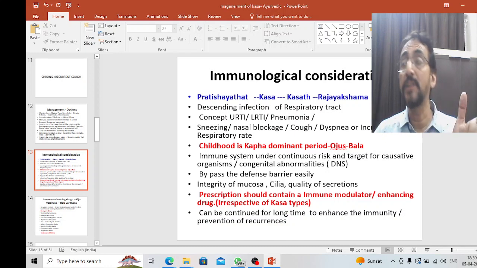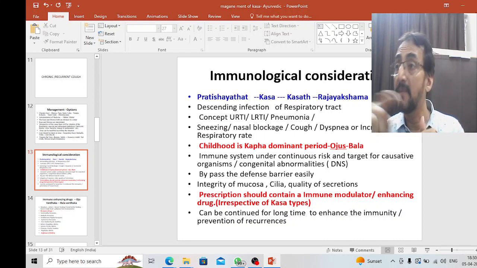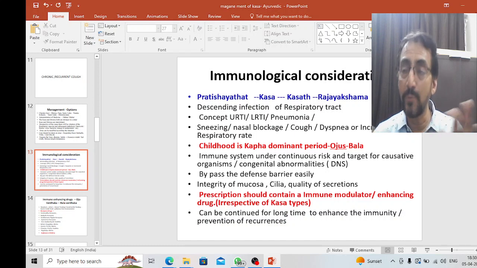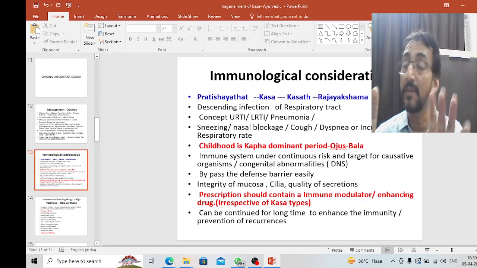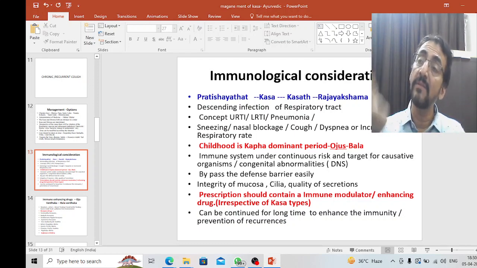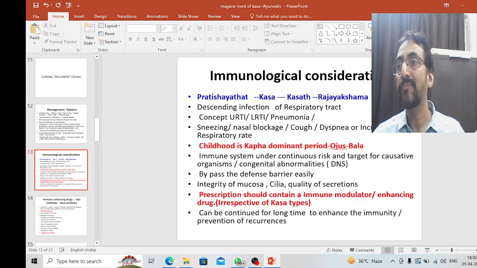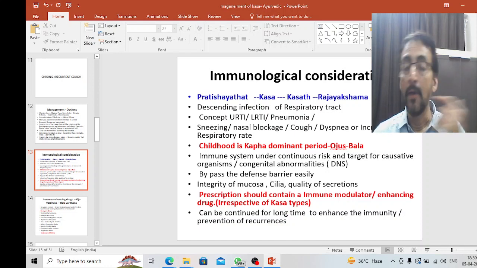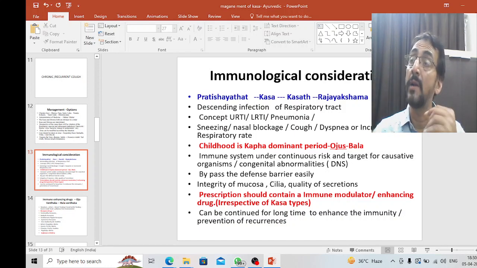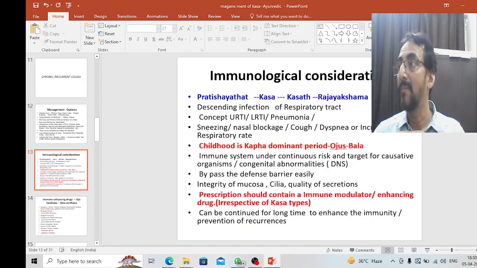We know that cough receptors are present starting from the upper part of the trachea and some portion of the larynx, and then the tracheobronchial region and some portion of the right and left bronchus. Only there the cough receptors are present. Therefore, once cough appears, it has touched the lower respiratory area. When pratishaya is not treated, it may lead to Kasa, that is lower respiratory tract infection. And if that is also not treated, the disease enters the lung parenchyma.